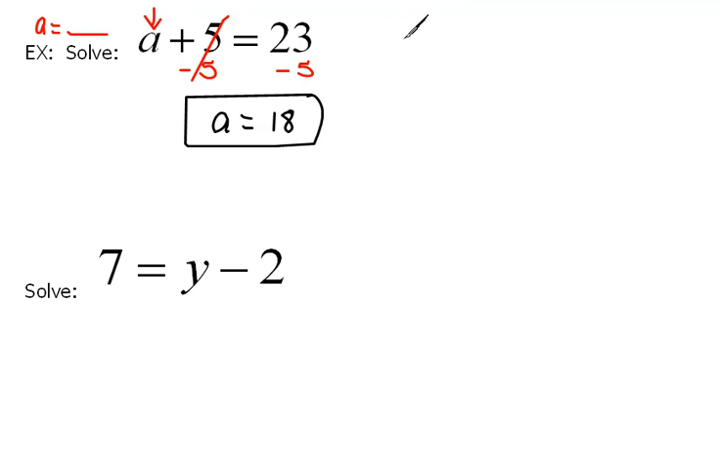Let's check that to make sure. We should be able to check any of these problems by placing what we think is the solution in place of the variable. So I'm saying a is actually 18. So if I add 5 to that, that should be 23. Well, 18 plus 5 is in fact 23. So this is a true statement and it checks.